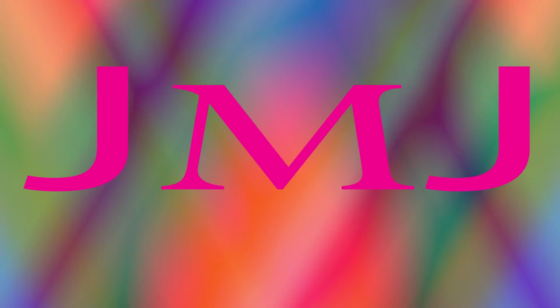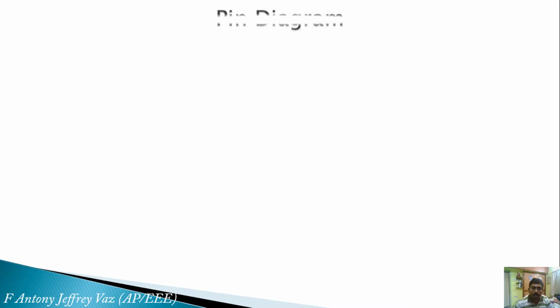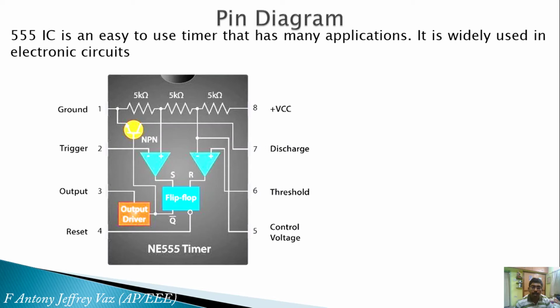Today we are going to see how to design an Astable Multivibrator using Timer IC NE555. This IC is used in many applications for providing timer purpose. It is widely used in electronic circuits to provide clock signal. A clock signal consists of a square wave which will drive a microprocessor or a microcontroller or any other logical application circuits. This is the pin diagram of the timer IC.